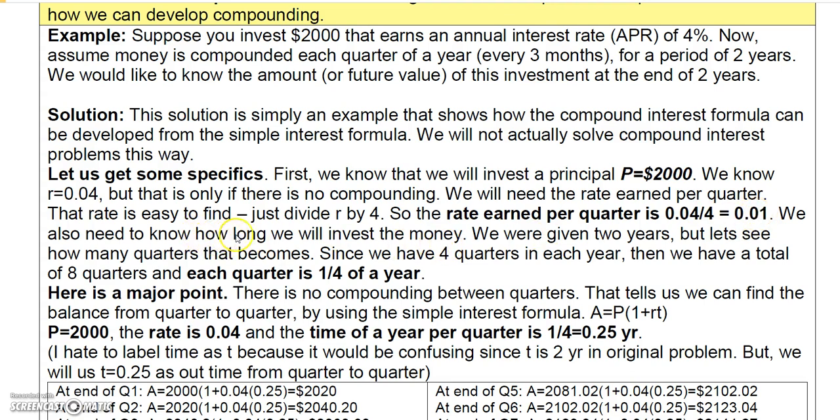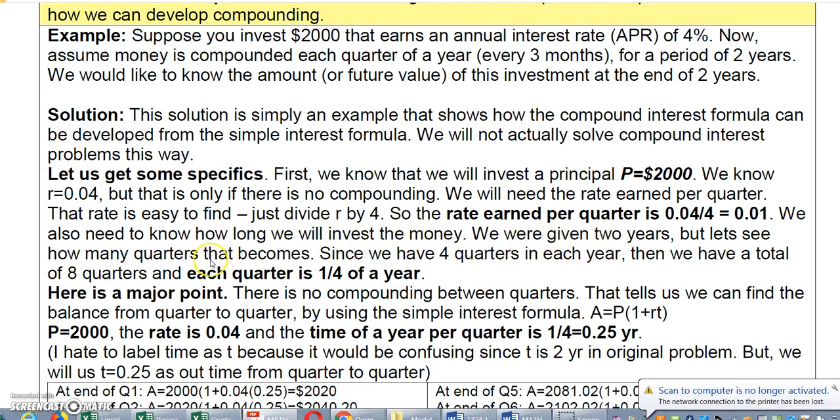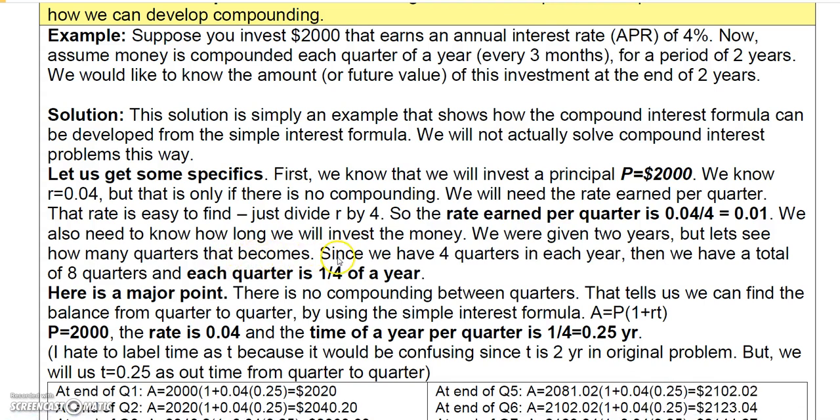We also need to know how long we will invest the money. Now, we were given 2 years, but let's see how many quarters that becomes. Since we have 4 quarters in each year, then we have a total of 8 quarters. And each quarter is 1/4 of a year. Now, here's a major point. We're going to assume there's no compounding between quarters. That means that we can find the balance from quarter to quarter by using the simple interest formula. So we can use this formula right here that we use for simple interest to find the balance as we go from quarter to quarter.